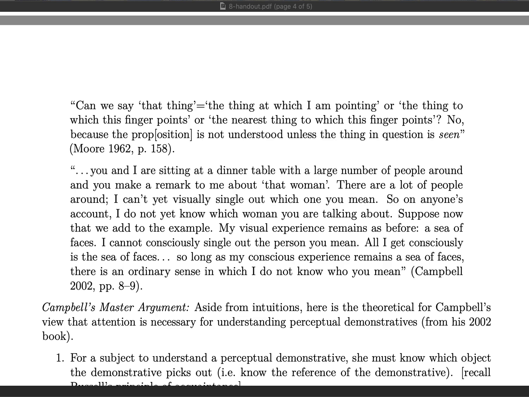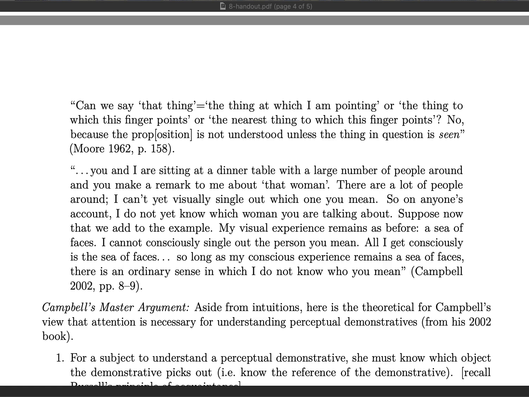Now, the idea is that in interpreting the person's utterance, for instance, that thing is green, you don't actually understand what the person is saying if you think, oh, the thing at which the speaker is pointing is green. Rather, you only actually understand what the person is saying if you actually look at what the person is pointing at, attend to the object, and think, oh, that object is green.